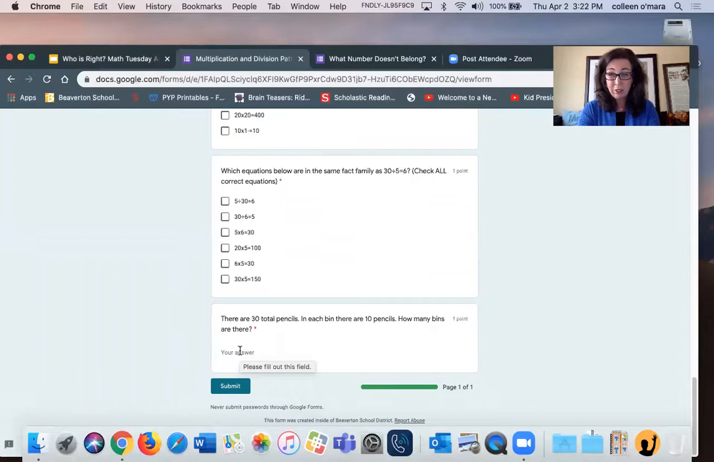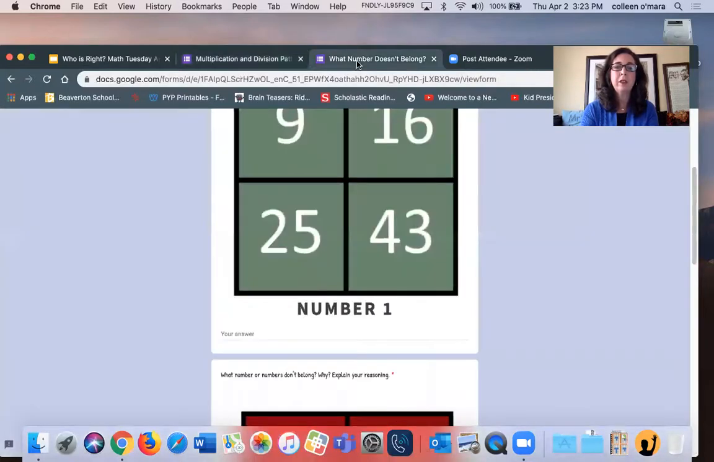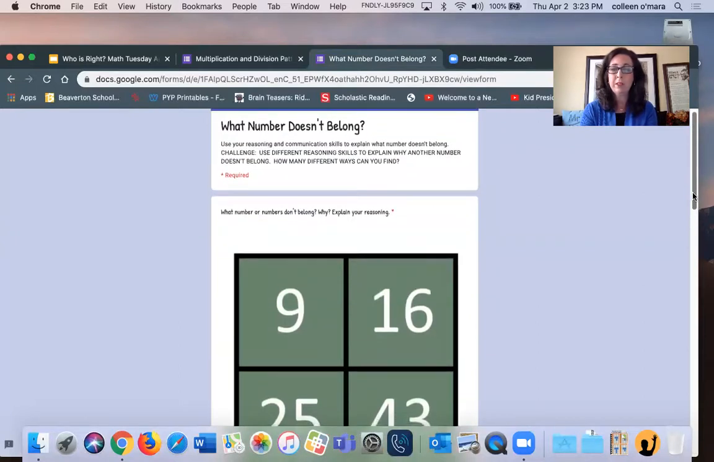Think you guys have done Google Forms before? I hope so. Make sure that you read the directions, because I'm looking at this one right here and it says check all correct equations. Hint, if it says all, there's probably more than one. So don't let that trick you. Check them all out. Okay, our second assignment is called What Number Doesn't Belong?